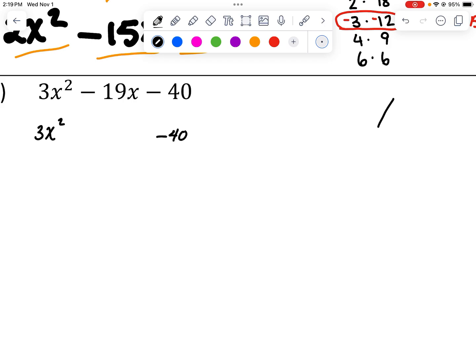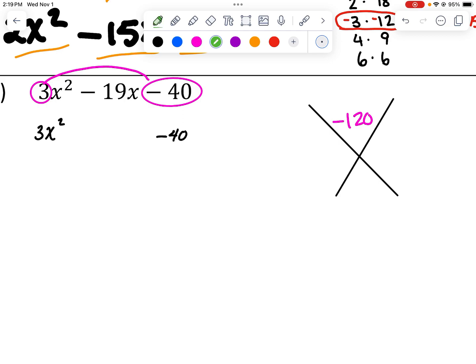And then over here, we're going to take that 3 times negative 40. And that 3 times negative 40, this 3 times this negative 40 is going to give us negative 120. The middle term, the linear term, the term with the b in it, is negative 19.